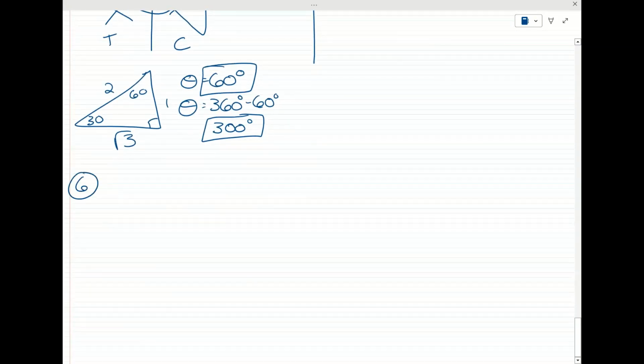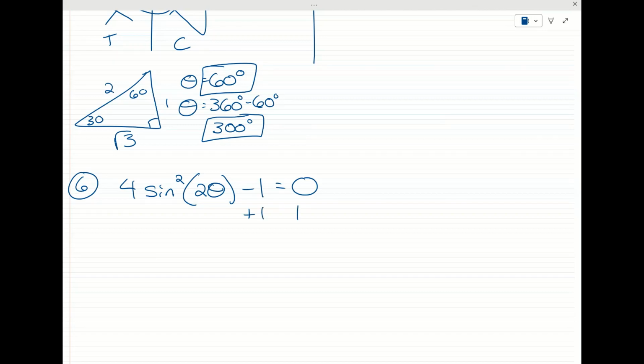Problem number 6, it says find all the solutions to, let's see here, 4 sine squared of 2 theta minus 1 is equal to 0. This was in one of the last sections we did before we got to law of sines and law of cosines with inverse trig. So we want to try to get theta by itself. We could start by adding 1 to both sides and then dividing by 4.